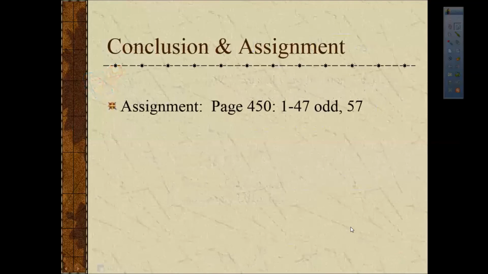All right, it's your turn to try some of these problems. My suggested assignment from our textbook, page 450, 1 through 47 odd and 57. You'll get to practice some basic L'Hopital's rule problems, and as you move further along, you'll find those other indeterminate forms. Your challenge is to make them into a fraction so that you can apply L'Hopital's rule.